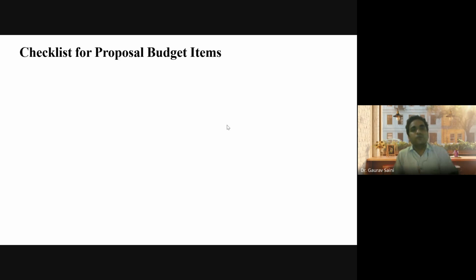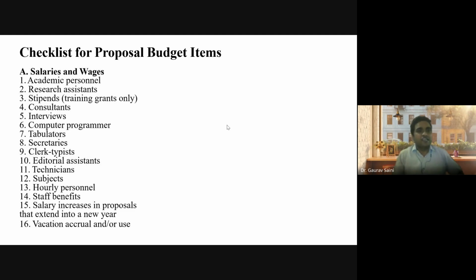So what should be the checklist for the proposed budget items? The first one is salaries and wages. That may be academic personnel, your research assistants, stipends, some training grants, consultants, and interviews, because you have to conduct interviews and you need money for that also. Computer programmers, tabulators, secretaries, clerks, editorial assistants, technicians, subjects, hourly persons, staff benefits, and salary increases in proposals that extend to a new year, because you have to give an increment of 3%, 4%, whatever the extension requires, and vacations available or for use. This is the A part, and that comes under salary and wages.